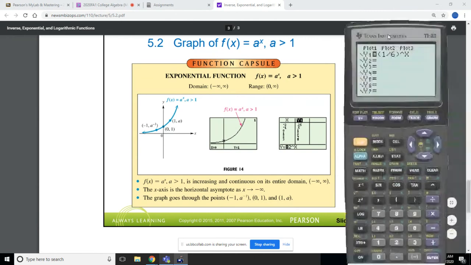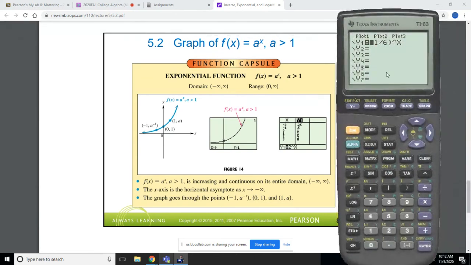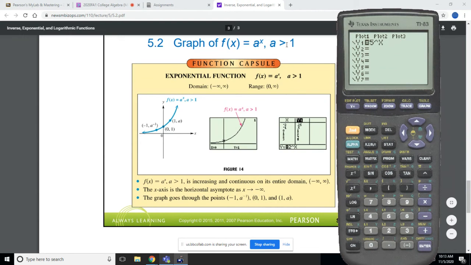Right, so just as an example, I'm going to go into y sub 1. I'm going to clear that out, and I just want to put in 5 raised to the power of x. Notice our base 5 is greater than 1, so our graph should take on this shape. All right, so notice as we read this graph from left to right, it increases.